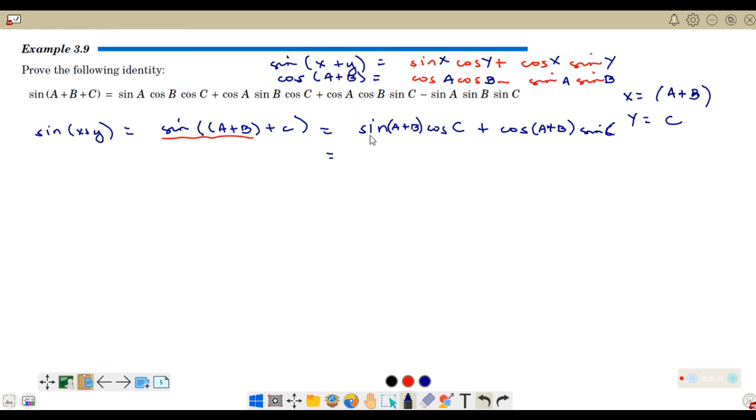So, balikan natin to. Sine A plus B is sin, cos, the operation is addition, cos, sin. And then fill it up with your angles. We have A, B, A, B. Ito yung isa.